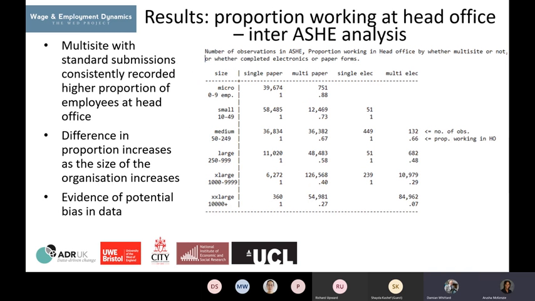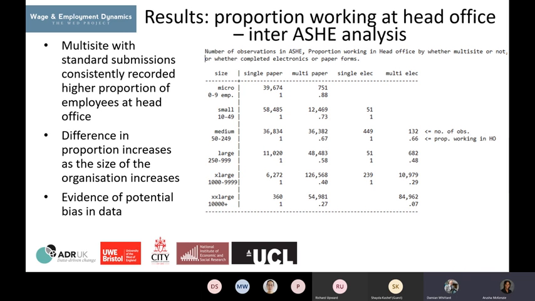So here we're just looking at the ASHE sample to see if there's any difference between the proportion working in head office for the different groups. We looked at this information by size of employer, and they're listed down on the left-hand side by 4 groups. So single means employers just have a single site, and then numerous sites, and then the paper submissions are the standard submissions, the electronic are these special arrangement submissions. So we go through that.